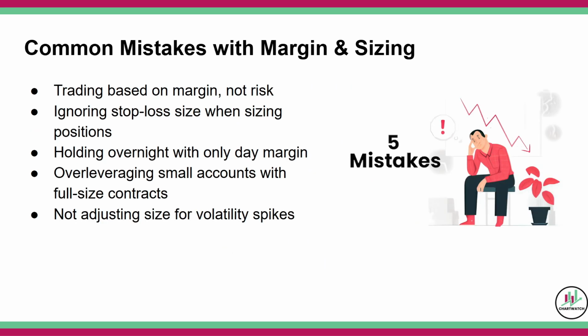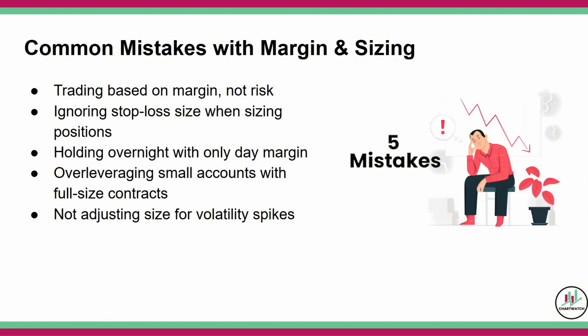Now, to finish this off, I want to mention 5 mistakes. The first biggest mistake is sizing based on margin. We talked about this. Just because your broker lets you trade 5 contracts with $2,000, it doesn't mean you should. Margin shows you what you can trade, but not what you should. Instead, size your contracts based off dollar risk tied to your stop loss.